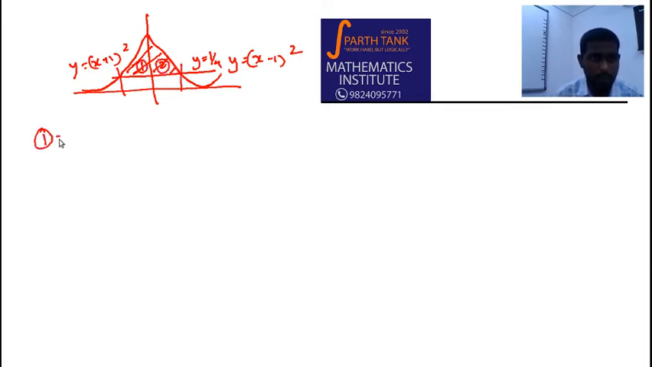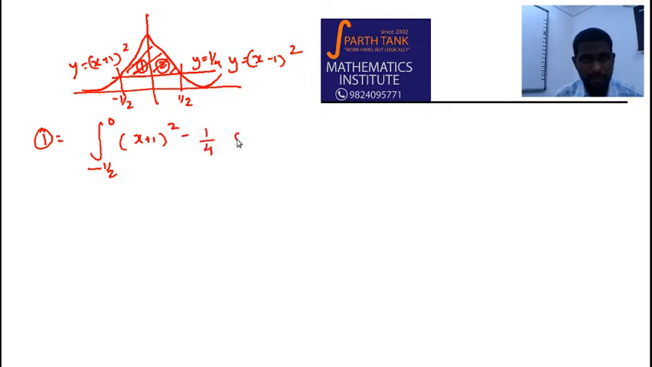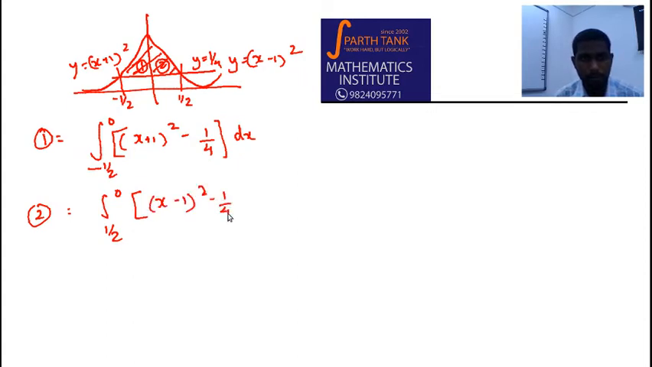Area 1 is going to be the integral from minus 1 by 2 to 0 of the parabola minus the line dx, right? And in the same way, area 2 would be the integral from 0 to 1 by 2 of the parabola minus 1 by 4 dx.